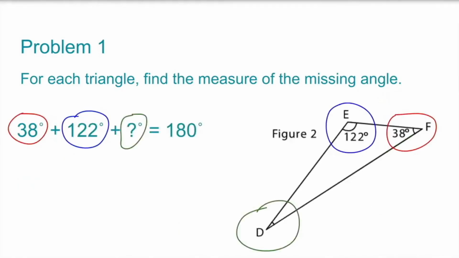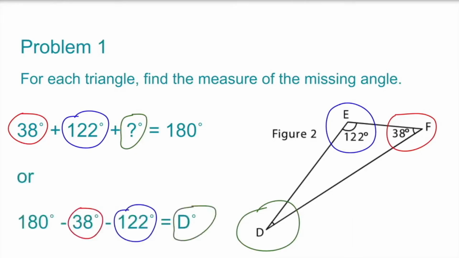The missing angle in Figure 2 is angle D. Angle F is 38 degrees, angle E is 122 degrees, so 38 degrees plus 122 degrees plus angle D will equal 180 degrees. Or 180 degrees minus 38 degrees minus 122 degrees will equal angle D. The measure for angle D is 20 degrees.